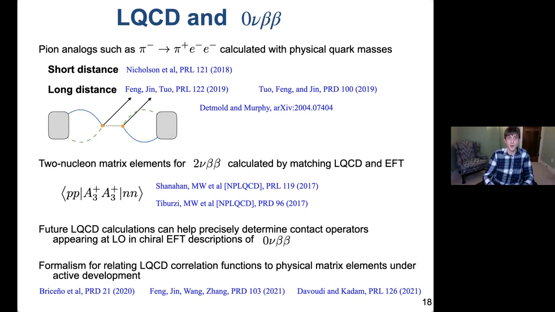So there have been calculations of pion analogs of these double beta decay matrix elements, both involving short-distance new physics operators, as well as the long-distance Majorana neutrino exchange mechanism. And there have been calculations of 2 nucleon matrix elements for 2 neutrino double beta decay, which are, of course, a stepping stone to doing 2 nucleon neutrinoless double beta decay matrix elements that could help constrain these contact operators that I just referred to.